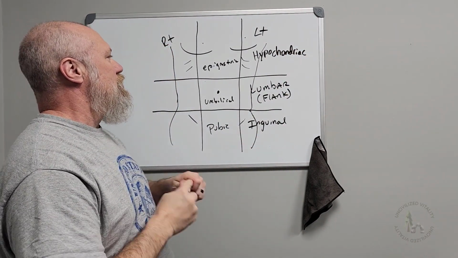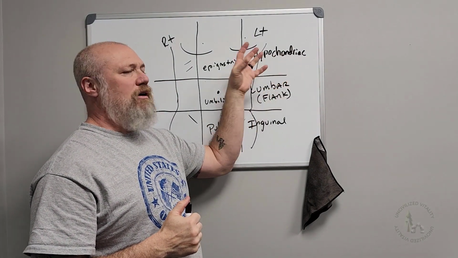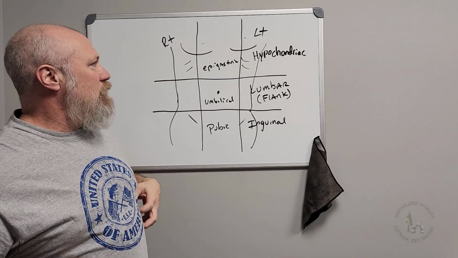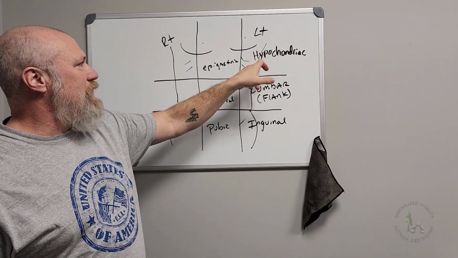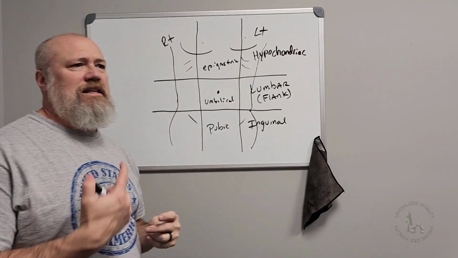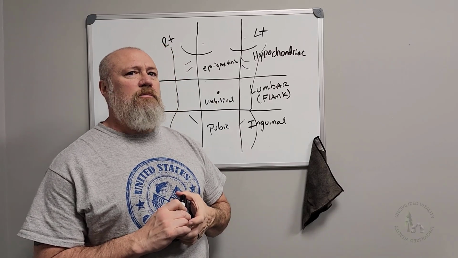hypochondriac regions. This refers to just below the chondrium, or the cartilage of the ribs. So this is the costal cartilage, and it's just below that, so the hypochondriac region. And you know that term from somebody that complains a lot about imaginary aches and pains.